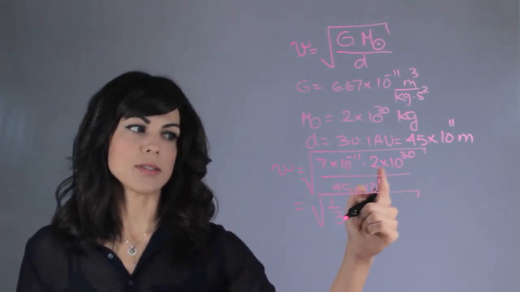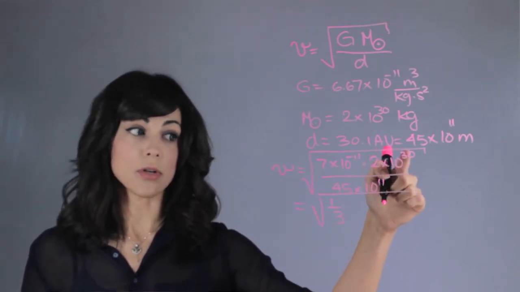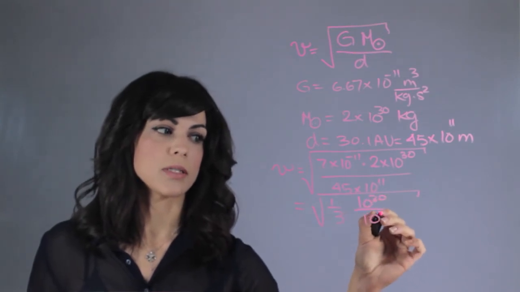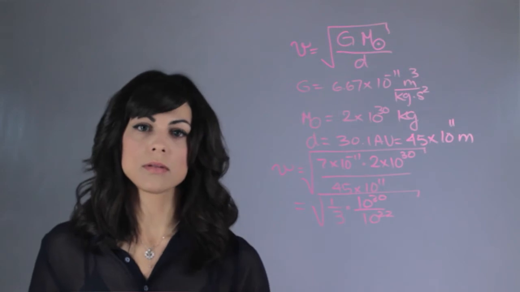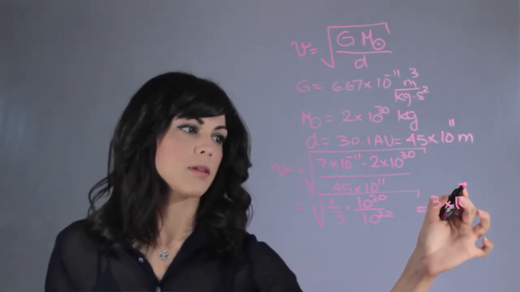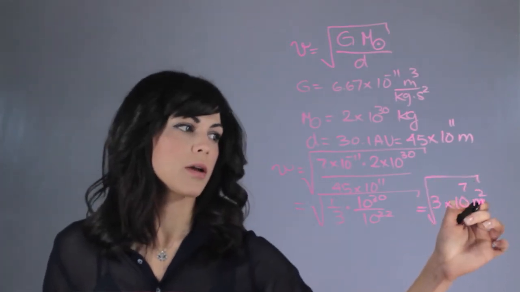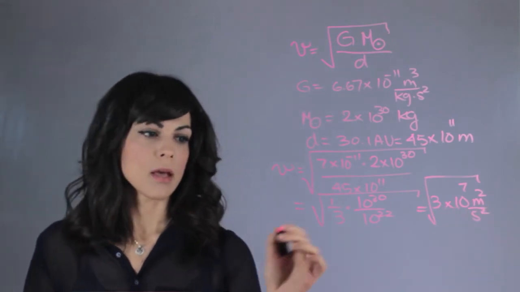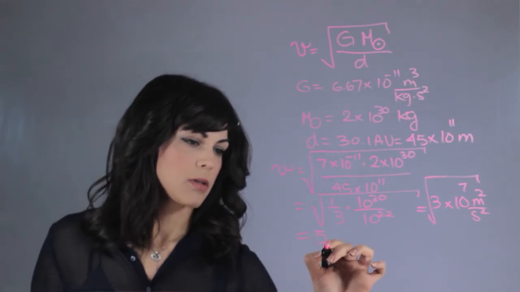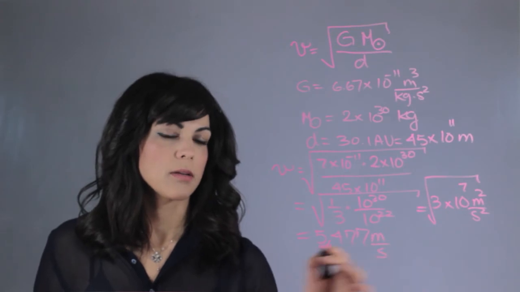Now let's figure out the scientific notation. 10 times 10 to the 30th is going to be divided by 10 to the 22nd. So what is this? This is 3 times 10 to the 7th, and it's all in the square root, and it's going to be meters squared per second squared. Now, when we take the square root of this, it's about 5,477. But now we have this in meters per second.